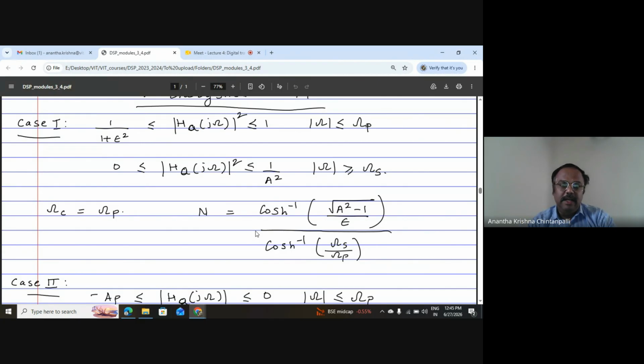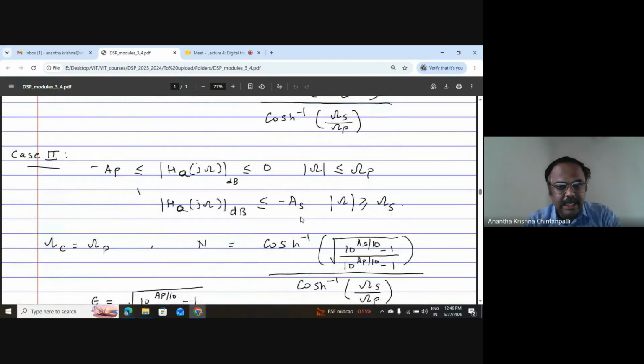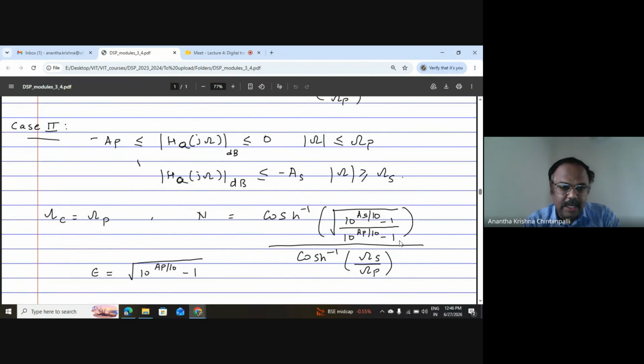Now filter order n is given by this expression: inverse hyperbolic cosine of the square root of A square minus 1 divided by epsilon, divided by inverse hyperbolic cosine of omega s divided by omega p. If it is a linear scale, I'm not going to go through the expression again because we have seen this before in Butterworth. Omega c is equal to omega p. So n is given by this filter order expression. And then epsilon is given by the square root of 10 to the power of ap divided by 10, minus 1.